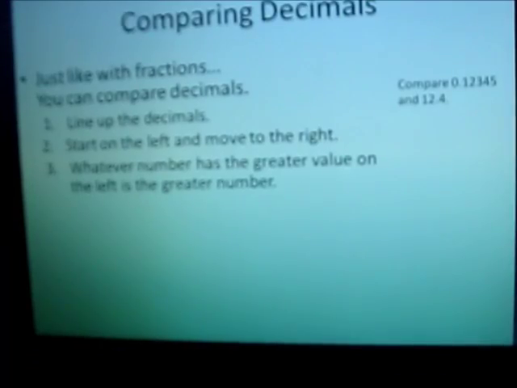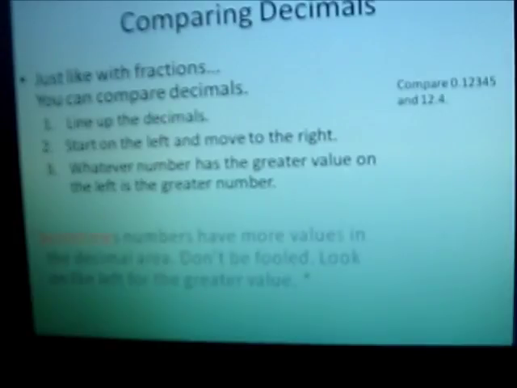In comparing decimals, just like with fractions, you compare decimals. Line up the decimals, start on the left and move to the right. Whatever number has the greater value on the left is the greater number. Sometimes numbers have more values in the decimal area. Don't be fooled. Look on the left for the greater value.